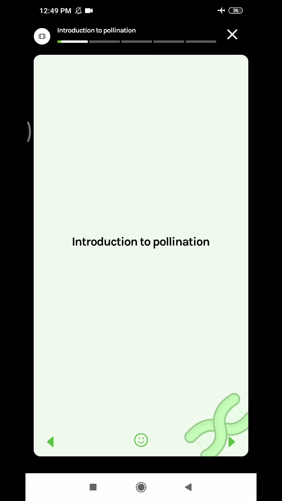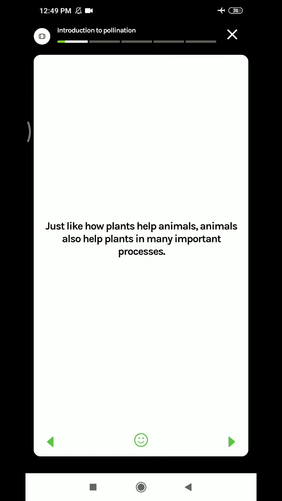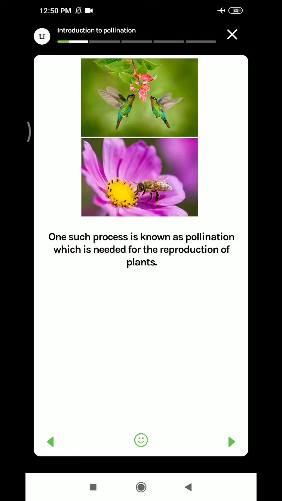Today we are going to read an interesting topic, that is pollination and the types of flowers. Just like how plants help animals, animals also help plants in many processes. How? Let's see. One such process is known as pollination, which is needed for the reproduction of plants. So children, remember one thing, for reproduction of a plant we need two steps. The first one is pollination and the second one is fertilization.